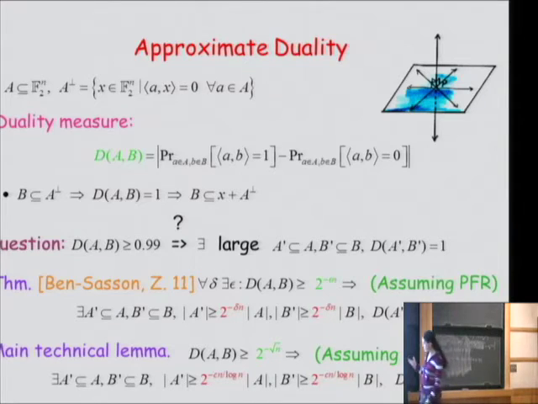Yeah, so you can do more trade-offs. If you want to optimize this constant C, then you could take this to be 2 to the minus n to the power of 1 minus alpha, for example.